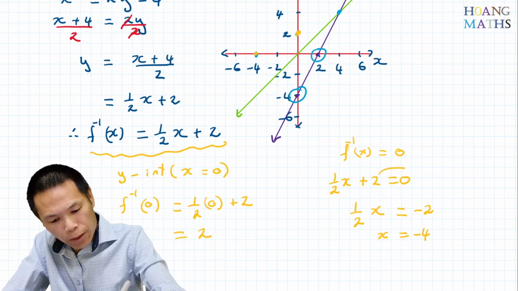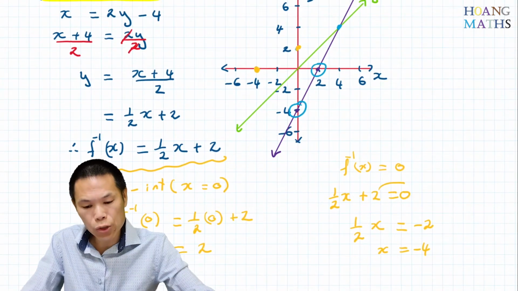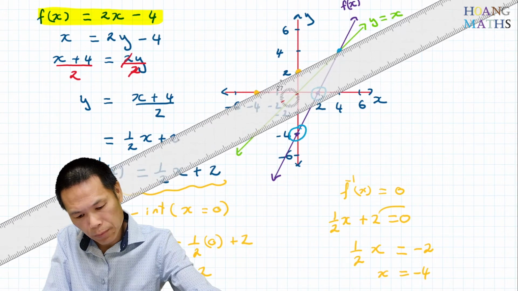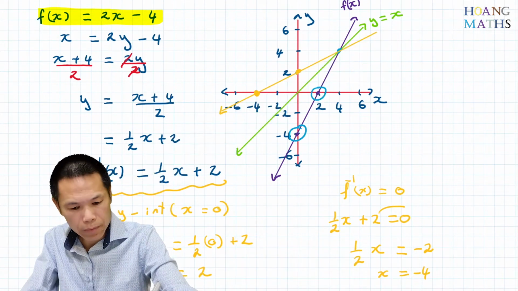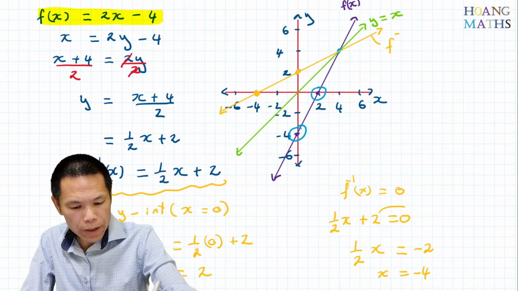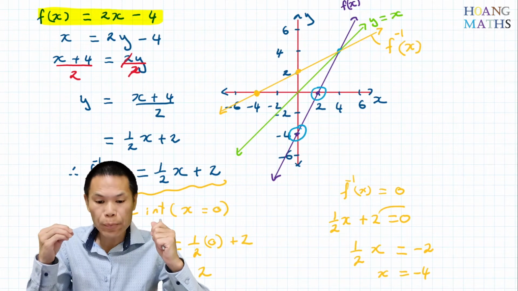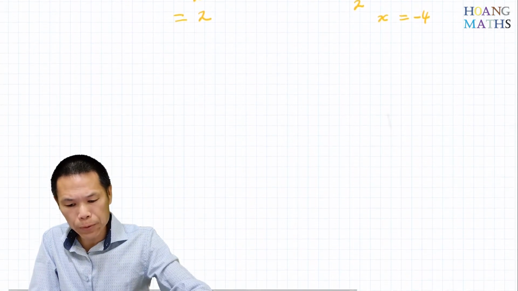So negative 4 here, we already got it. And that's it, 2 points. So we can just join them up. F inverse of x. So there you go. This is the inverse graph. Let's go through the next example.